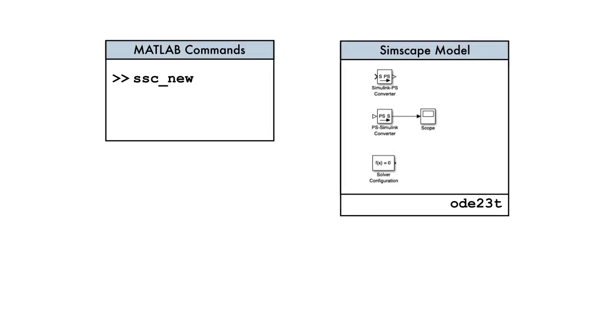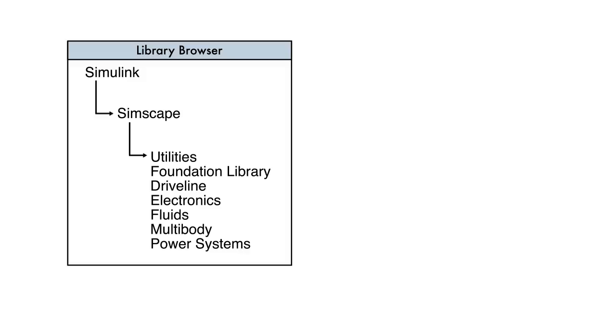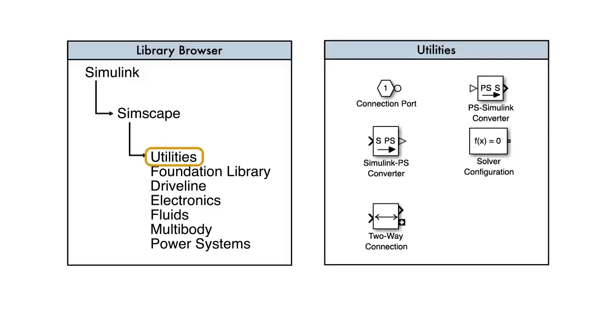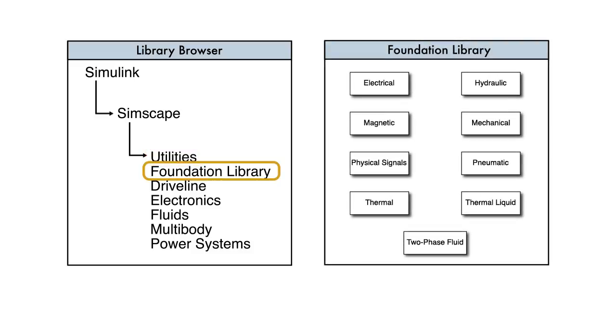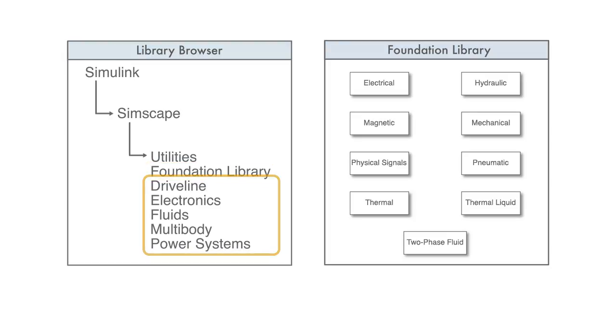The new model is automatically set to use a numerical solver that is appropriate for physical simulations and includes several commonly used Simscape blocks. These blocks are also located in the Simscape Utilities library, which can be accessed through the Simulink library browser. We can find Simscape blocks spanning mechanical, electrical, hydraulic, and other physical domains in the Simscape Foundation library. You may also have access to one or more specialized block libraries.